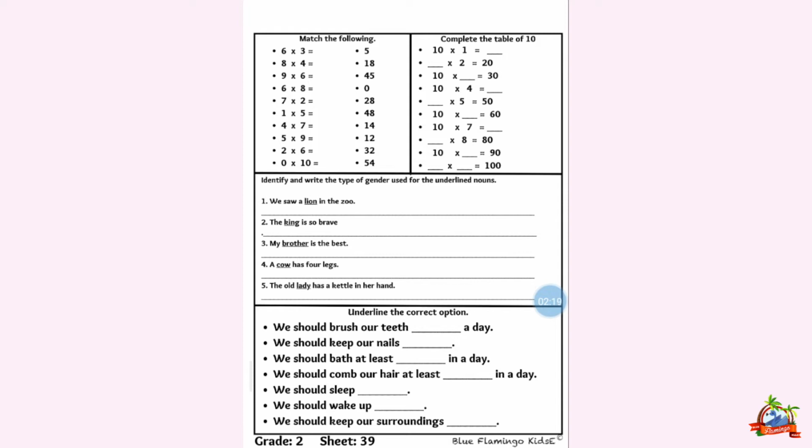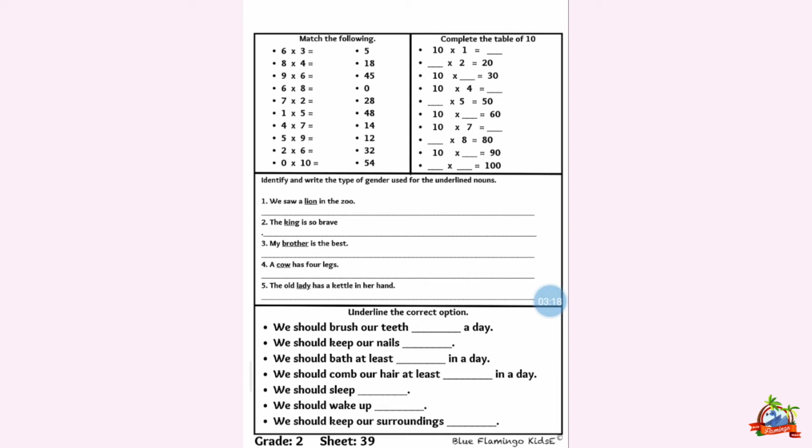6 ones are 6. 6 twos are 12. 6 threes are 18. 6 fours are 24. 6 fives are 30. 6 sixes are 36. 6 sevens are 42. 6 eights are 48. 6 nines are 54. 6 tens are 60.